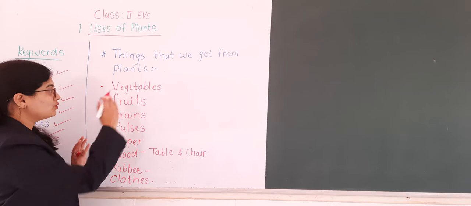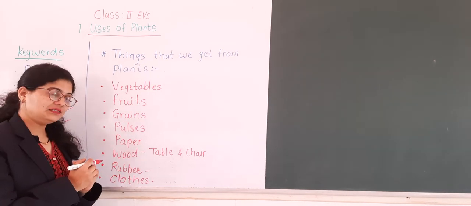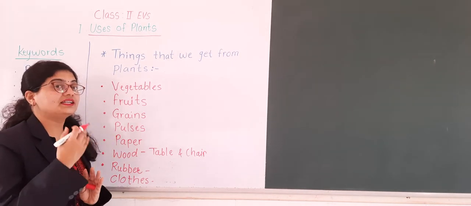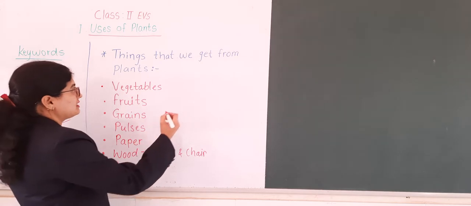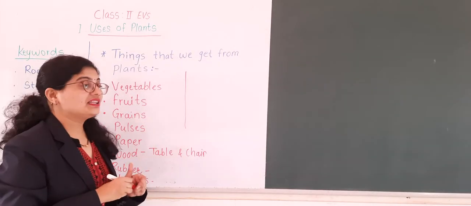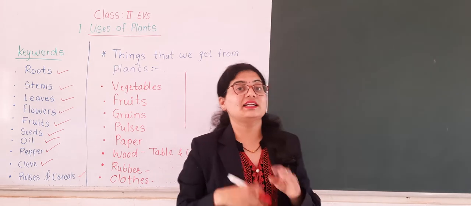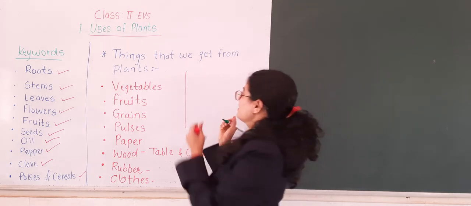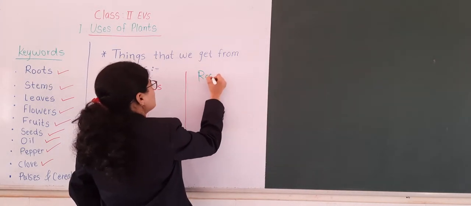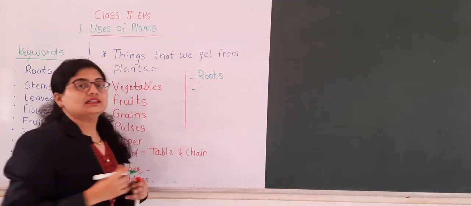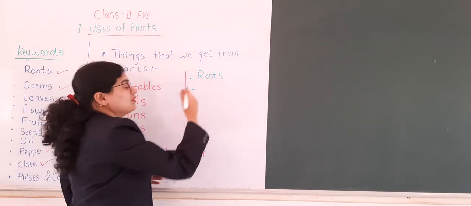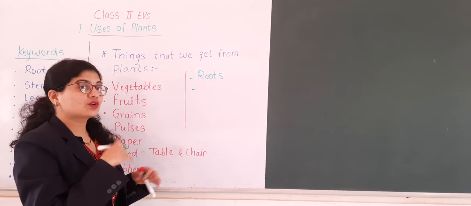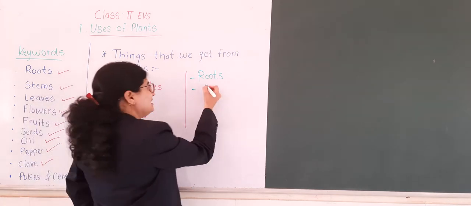If you remember it, then you have to write it in your notebook, right? Other than these, the things which we get from plants, you will write in your notebook. Right, my children? Okay. Now, as we all know, there are different parts of a plant. Which are the parts of a plant? Can you tell me? Yes. Roots. Then, which is the next part which grows upside? Yes, it grows above the ground, that is stem.